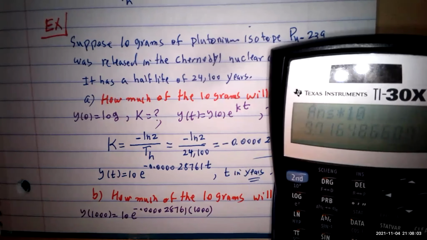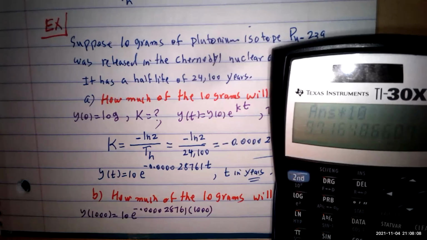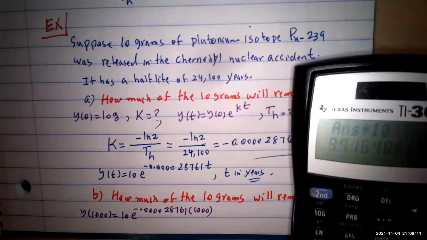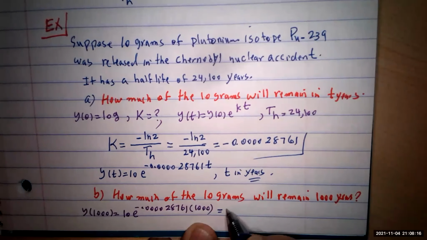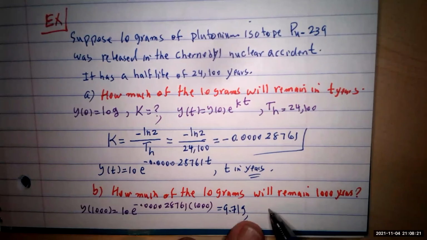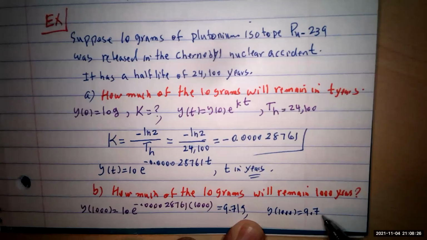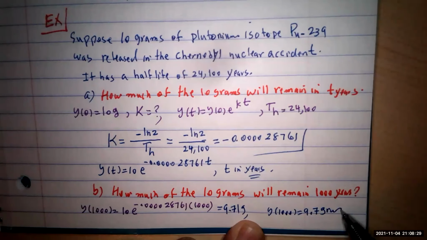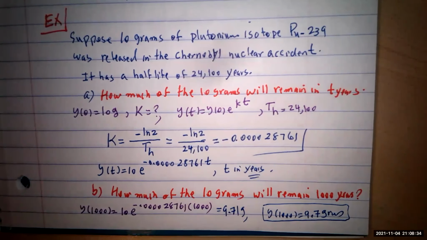So that would be the result, 9.7. You see? That's why they are dangerous. You start with the 10 grams. After 1,000 years, it's almost the same. It's a 9.7. So Y of 1,000 is going to be equal to 9.77 grams. Okay, so this is going to be the second part. Any question?